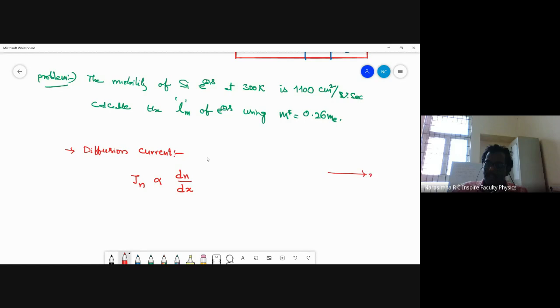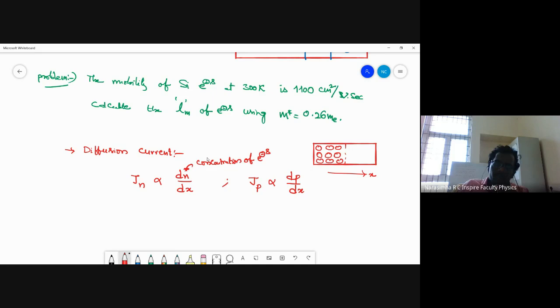So let's say I have a system. Here I have a high concentration of holes compared to the other region, so there is a concentration gradient. Similarly, you can write that the hole current is directly proportional to the rate of change of concentration of these holes. For the time being, don't confuse it with small n. Small n usually I call the density of electrons, but in this case these are concentrations. What do you mean by concentration of electrons? Number of electrons per unit area. Same thing, where p is the concentration of holes.